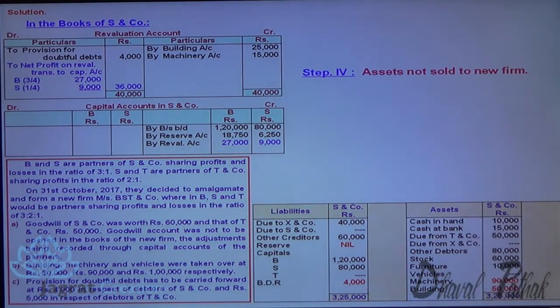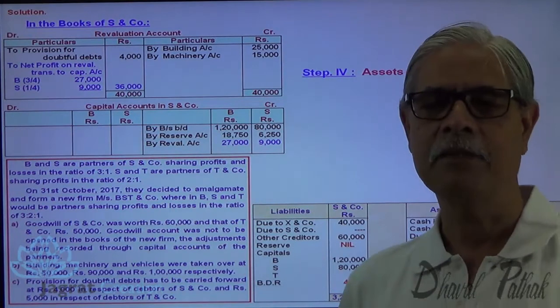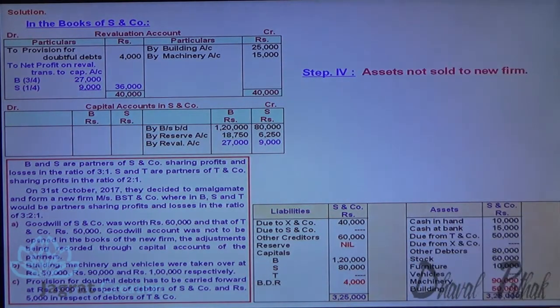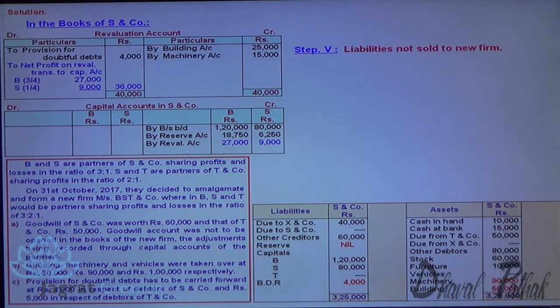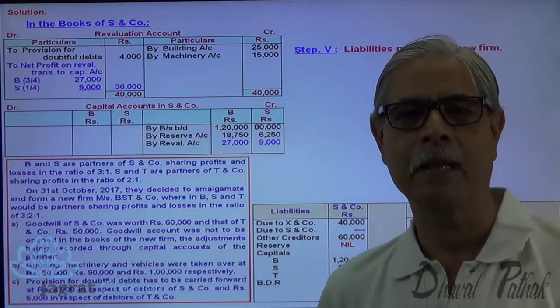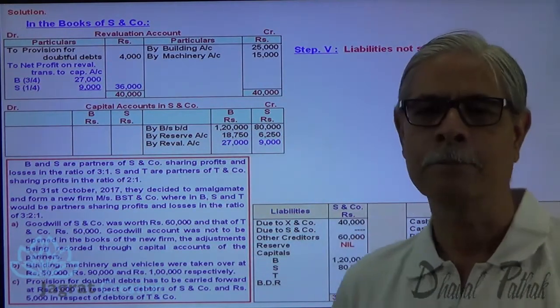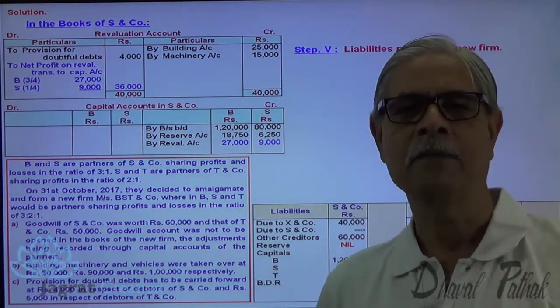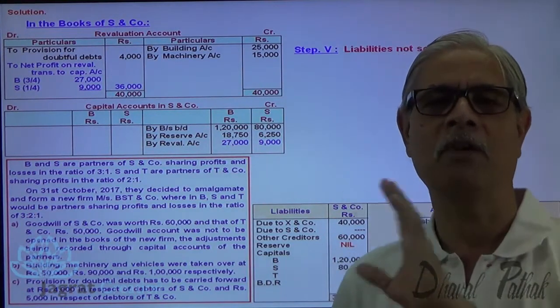Now, assets not sold to the new firm. We don't find in the sum any asset which has not been sold to the new firm, so no effect. Liabilities not sold to the new firm: suppose if the assets and liabilities are not sold to the new firm, then those assets and liabilities are required to be distributed amongst partners, either in their capital ratio or in the profit sharing ratio.